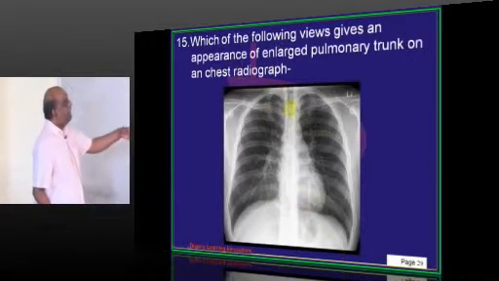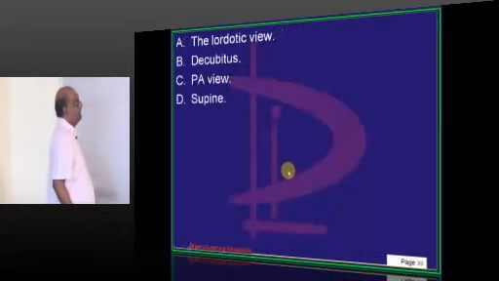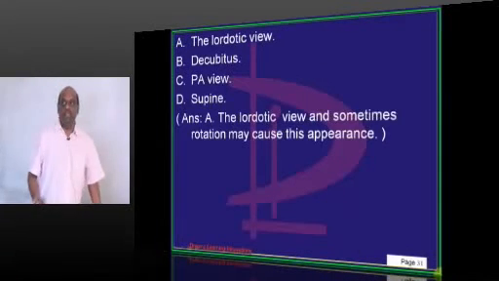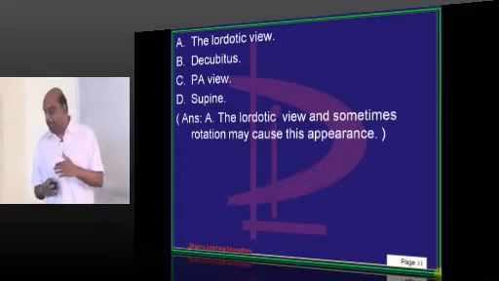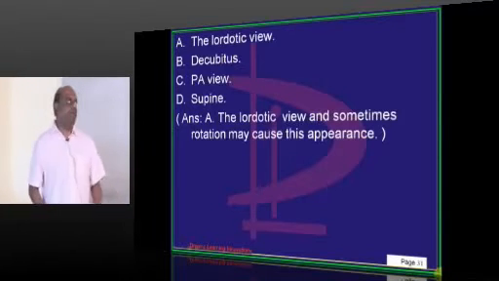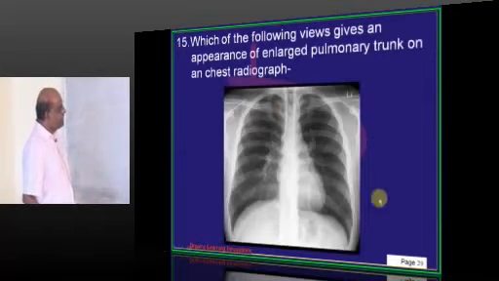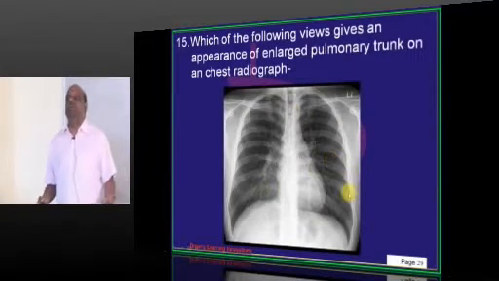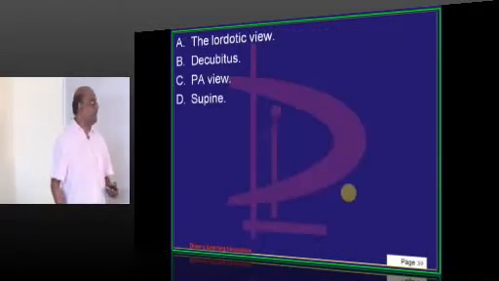Now enlarged pulmonary trunk, as what you can see here on the chest radiograph, which view gives the best appearance of the enlarged pulmonary trunk? It is the lordotic view. The view which you see is called as the lordotic view, which is the most prominent one, is what you need to basically remember.